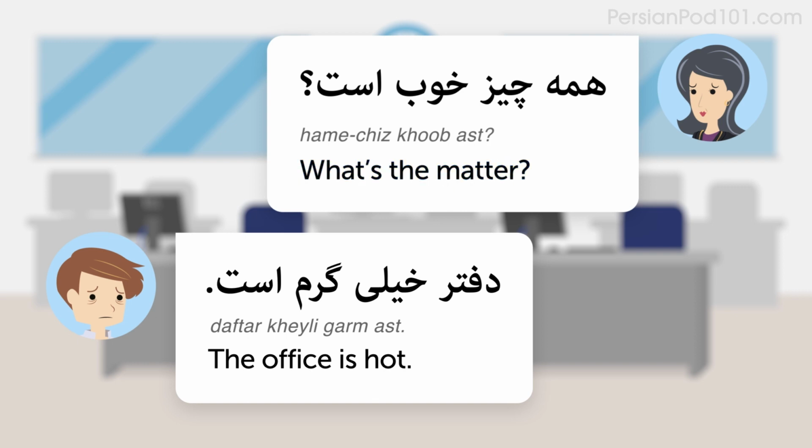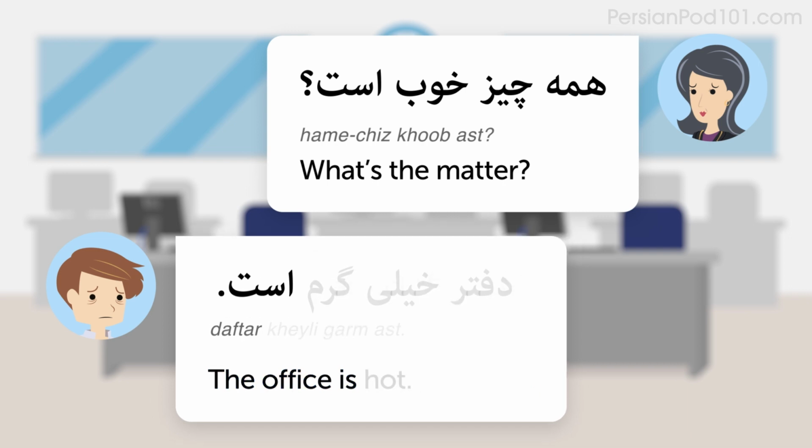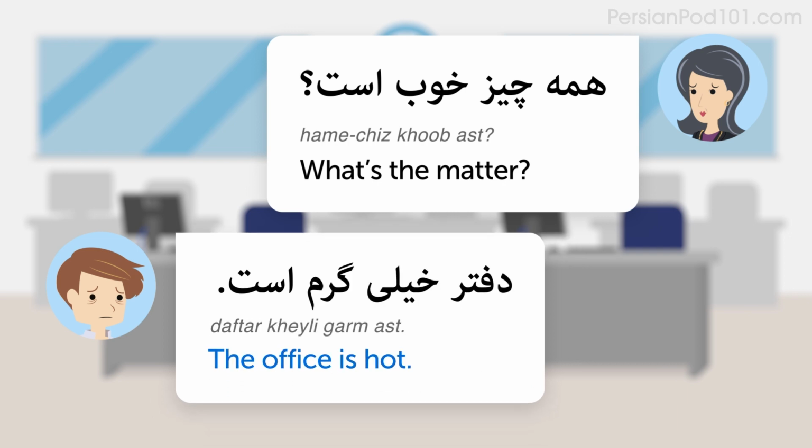Now, how do you answer this question? The pattern is دفتر adjective است. This Persian sentence literally translates into office adjective is, but it means the office is adjective in English. For example, the office is hot. دفتر خیلی گرم است.